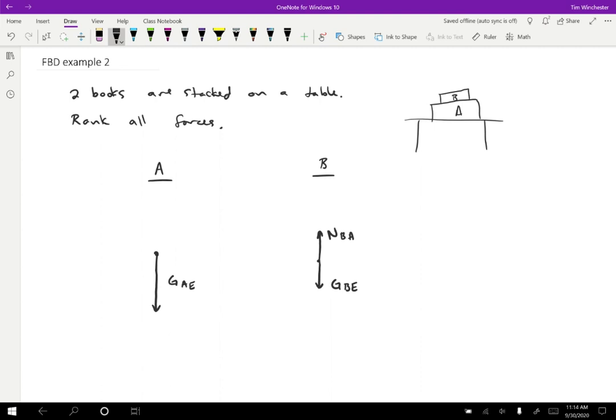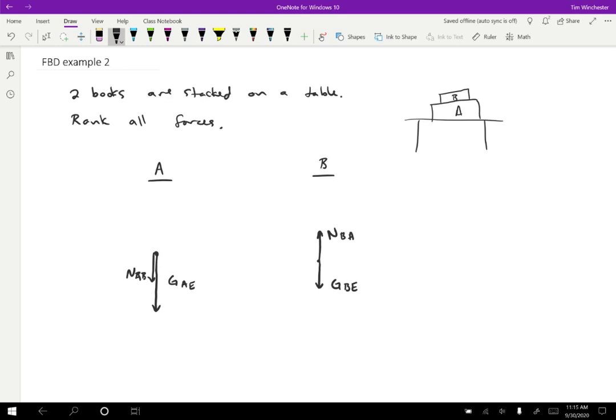Okay, well, if B is experiencing a force from A, then B must also be exerting a force on A. They have to be equal and opposite by Newton's third law. So I need to draw a force that is downwards and the same length as NBA, but this one is going to be NAB. Okay, so there's a normal force on A by B.